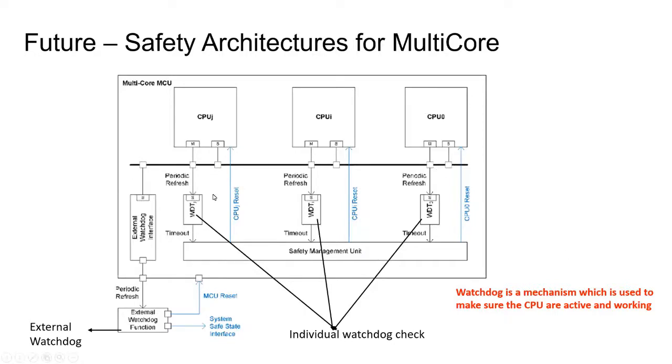So we need a watchdog. A watchdog is a mechanism to make sure our ECU is working. We will have independent watchdogs for each core, and then a consolidated safety management unit. I'm just throwing in some chip design, okay? So there are different cores with different watchdog mechanisms, and then a safety management unit which will detect any of these failures. A watchdog is used to make sure CPUs are active and working, with no timer failures and the like. And not only an internal watchdog, we already have an external watchdog so that any systemic failure is also covered, by making sure externally that these cores are working too.